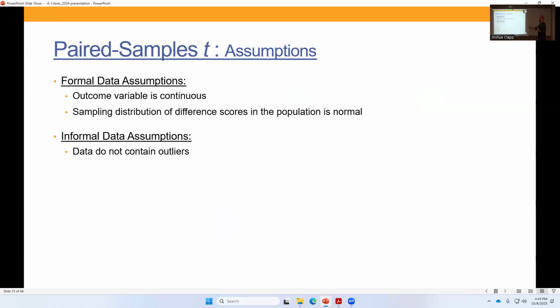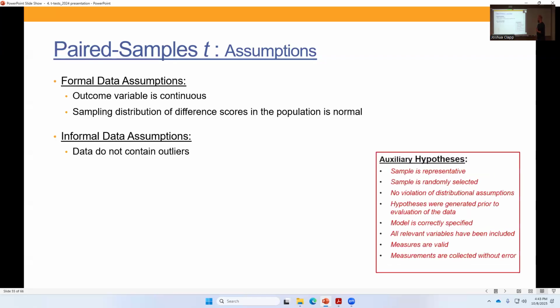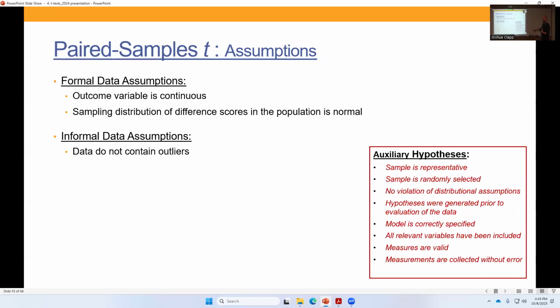Okay. So with your paired sample test, some assumptions: the outcome variable is continuous, the sampling distribution of the difference scores is normal in the population. Informal assumptions: you don't have outliers. And then all of your auxiliary hypotheses that are always existing in the background.